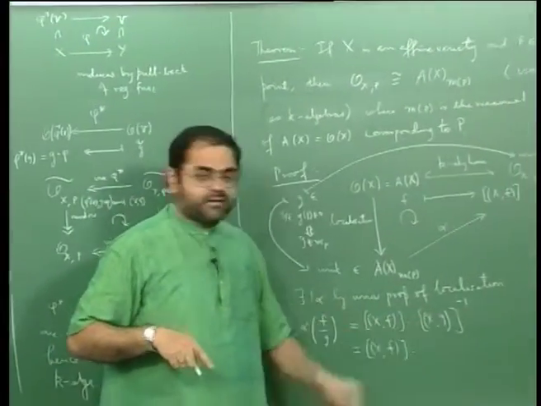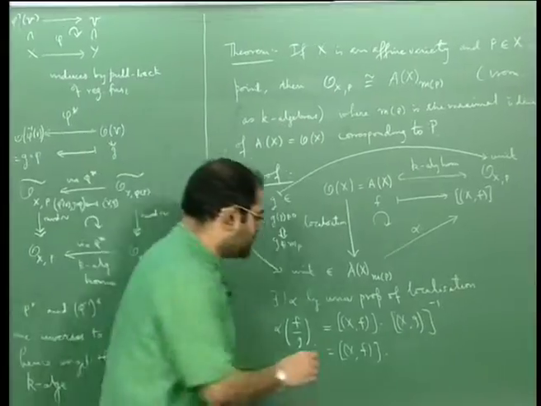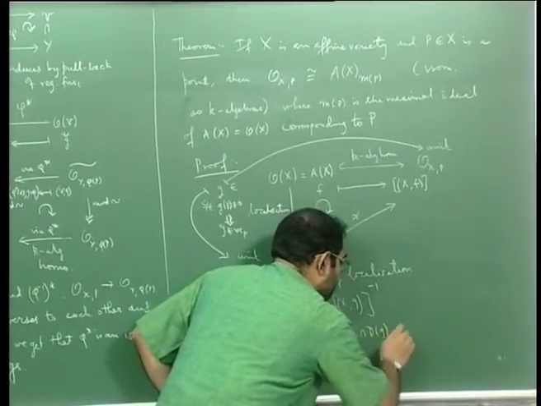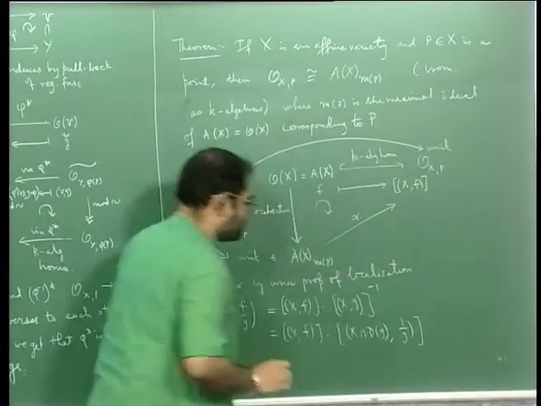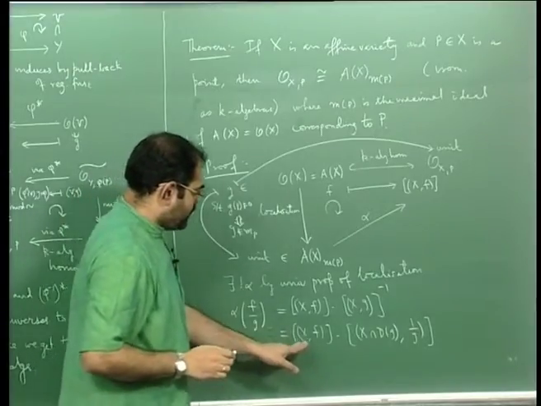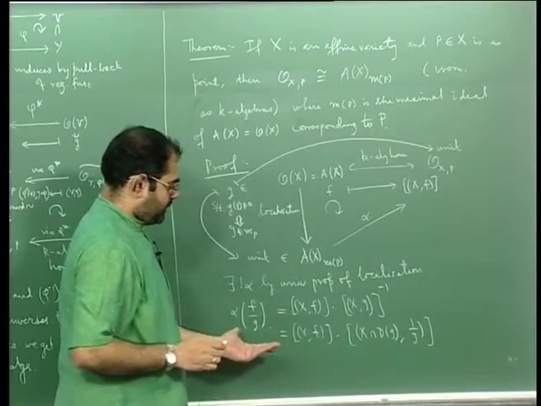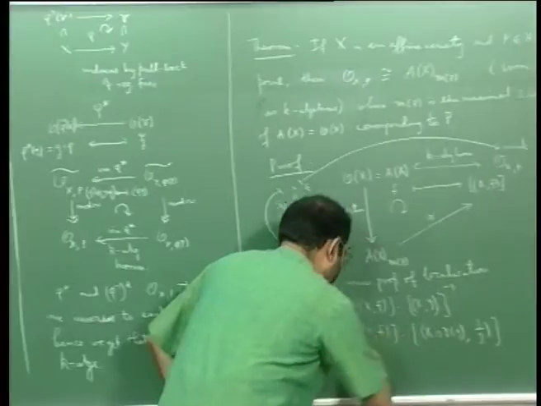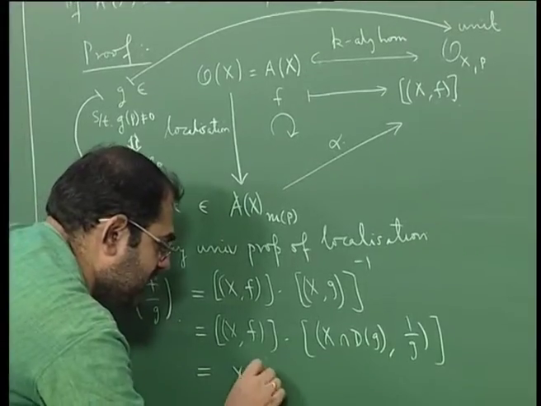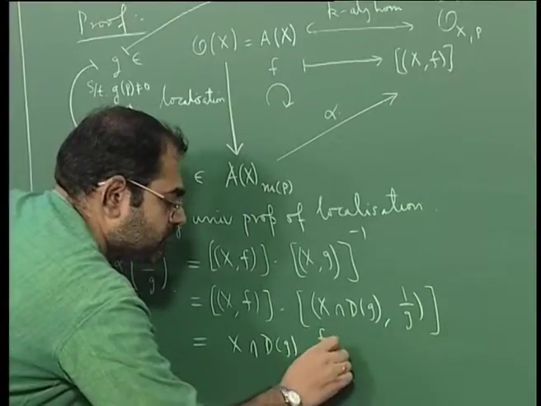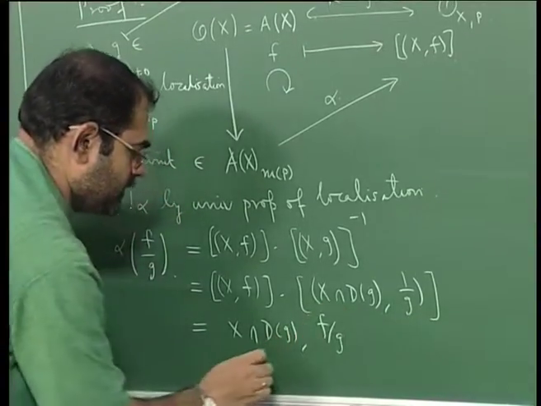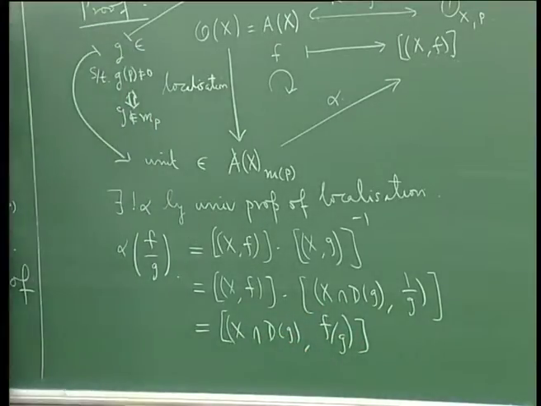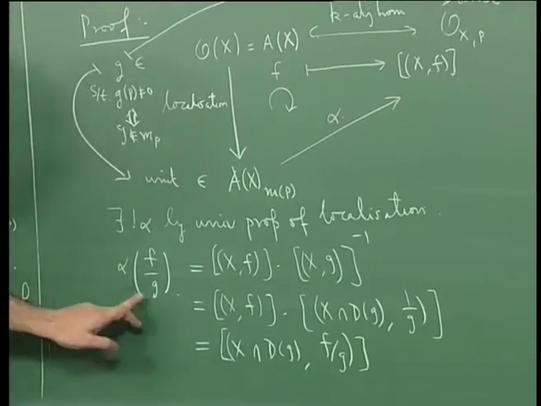And you can write 1 by g as a regular function on Dg, so this will be just X intersection Dg, comma 1 by g. This makes sense. So this is how the map is defined. In fact, if you take the product, you have to take it on the intersection, so it will be X intersection Dg, f by g. This is the map, because f by g is certainly a regular function on X intersection Dg and it is a germ of this function, so this is the map.